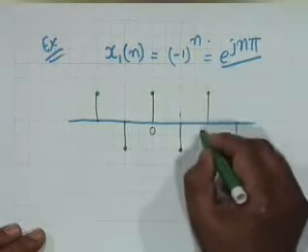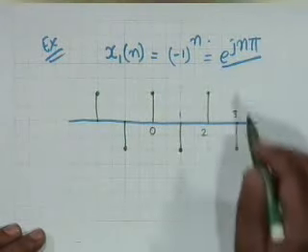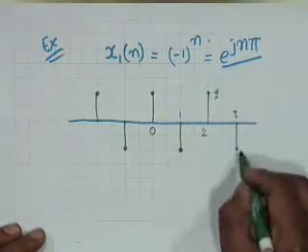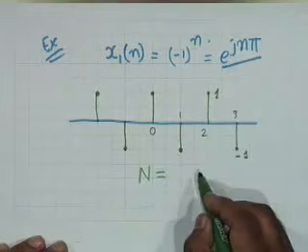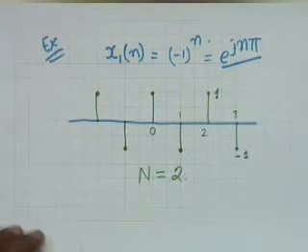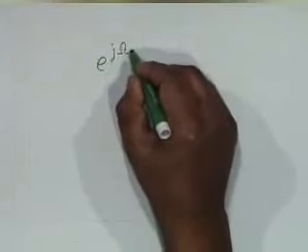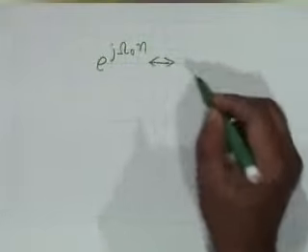This is 0, 1, 2, 3, and so on. And the value is 1. This is minus 1. This is a periodic signal, and what is the period? Period is capital N equal to 2. All right. If the signal is e to the j omega 0 n, what is its Fourier transform?